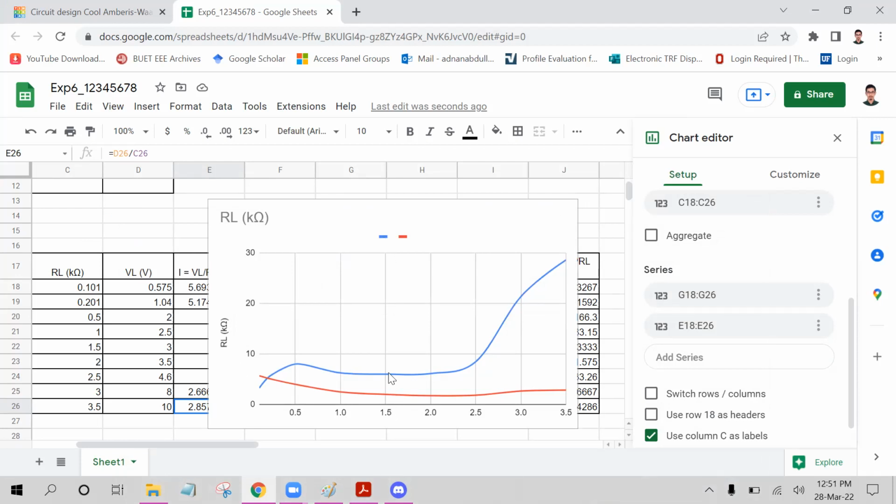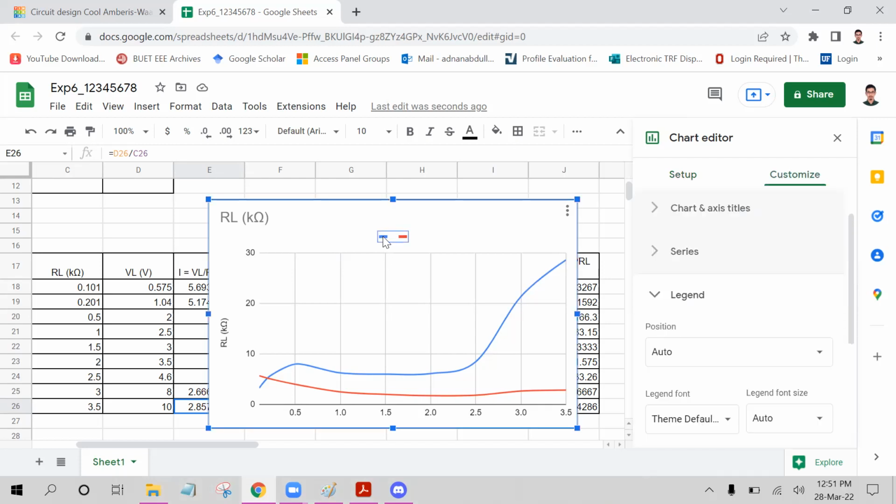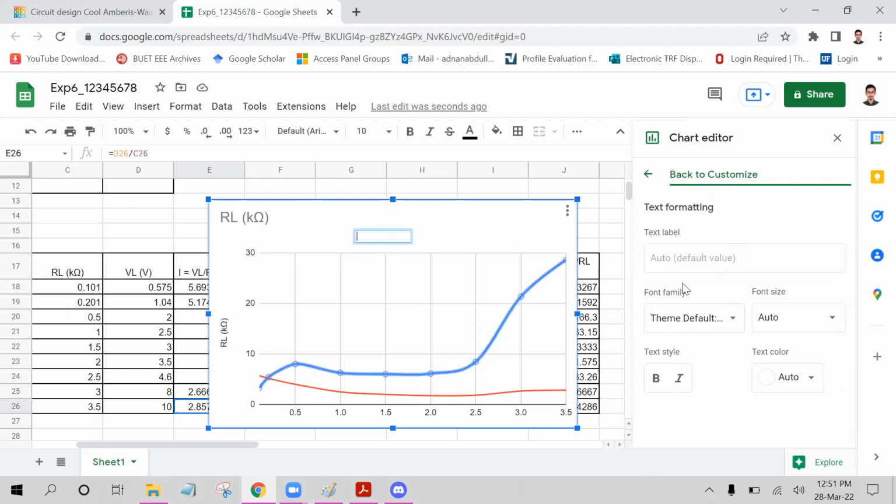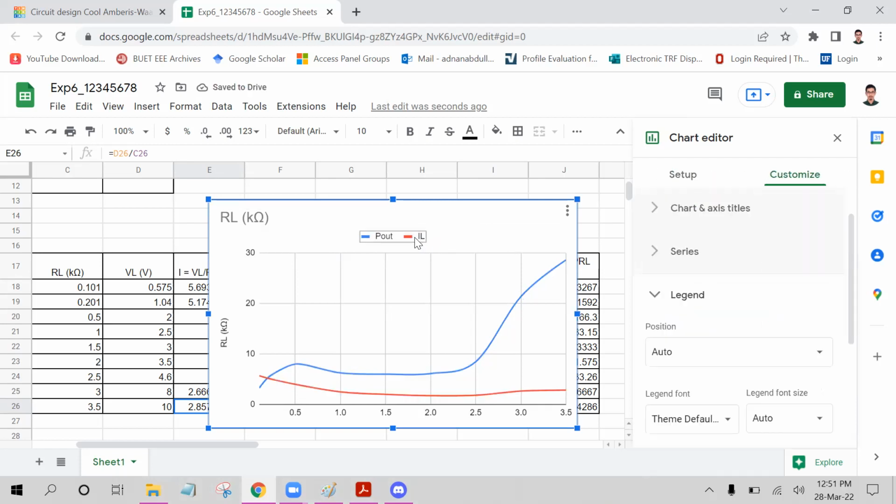For example, my blue graph is output power, right? So double click on the blue line, not a single click, and there should be a text label option. So I'm going to write P out. See, the blue graph is now labeled as P out. Similarly, I am going to put IL for the red graph. So this is IL. Okay.